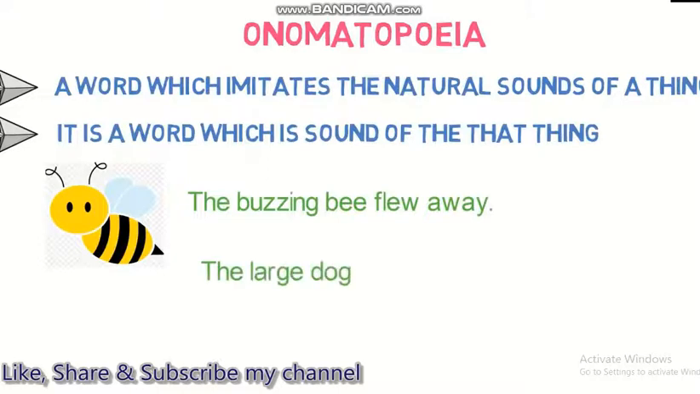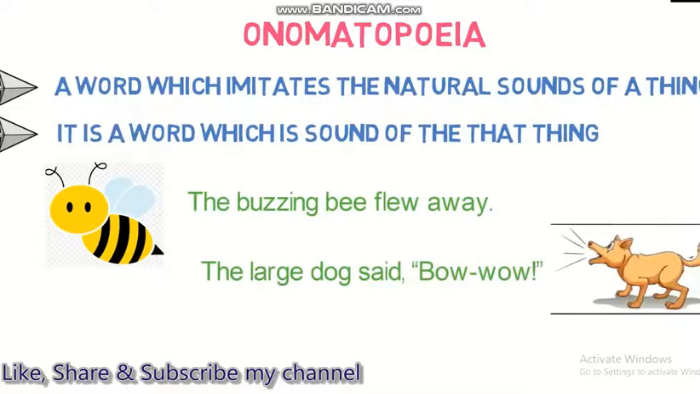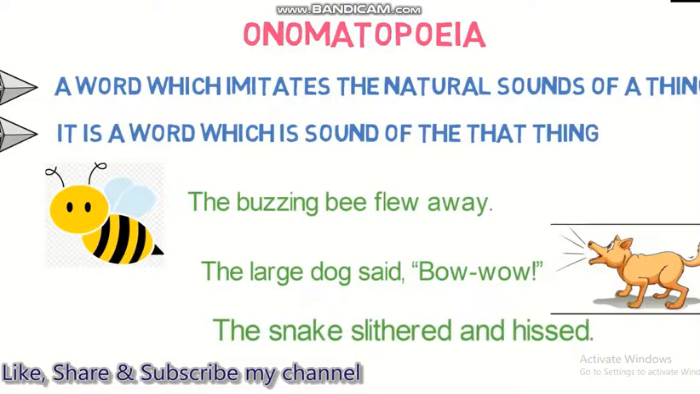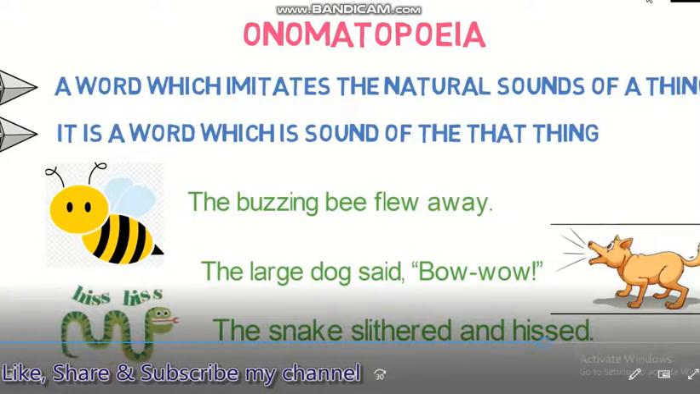Let's look into the next example of onomatopoeia. The large dog said bow wow. Now what is the sound of a dog? It is bow wow. As in this statement, we are using the sound of a dog. It is onomatopoeia. Let's look into one more example of onomatopoeia. The snake slithered and hissed. Now what is the sound of a snake? It is hiss.